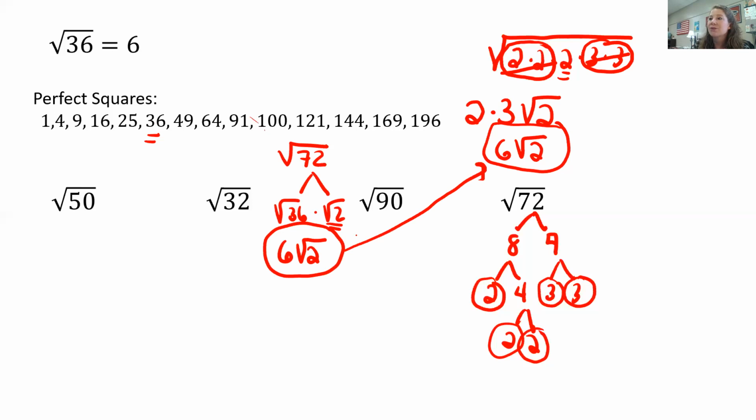I got the same answer, a little bit less work over here using my biggest perfect square, but sometimes we miss the biggest perfect square. So using prime factorization is a way to guarantee that you're going to get the final answer. Now when the numbers are so large, I would recommend that you do use prime factorization.